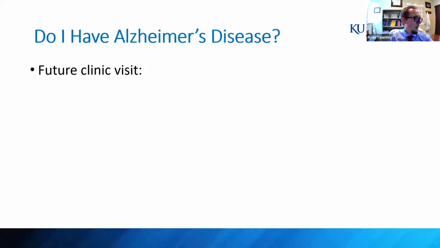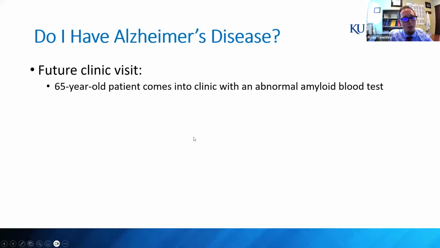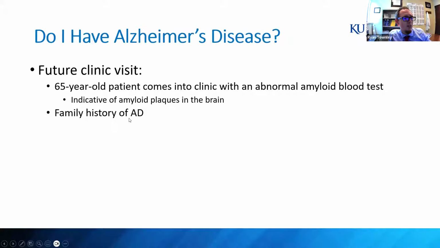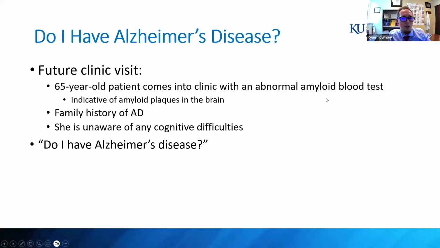So you guys are going to get these types of consults. We've already gotten a couple. In the future this will be more common, but a 65-year-old patient might go and get a Quest Diagnostics or some other diagnostic blood test that says they have an abnormal amyloid test. And let's say, for example, that this is actually a really good test and it's indicative of amyloid plaques in the brain. They might have a family history of Alzheimer's disease. She's not aware of any cognitive difficulties, but now she's concerned with this result. Do I have Alzheimer's disease?